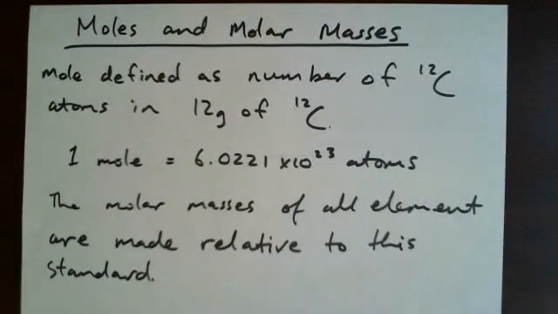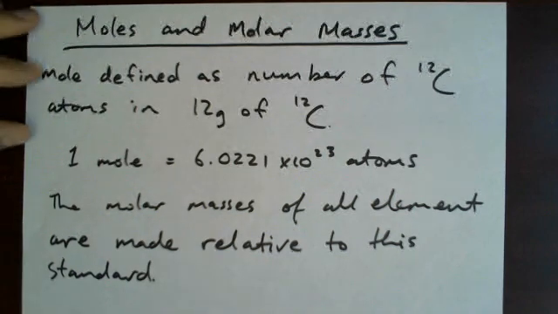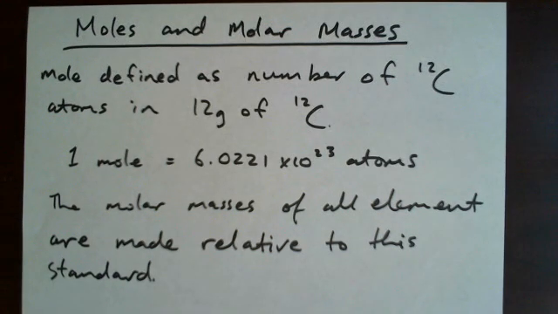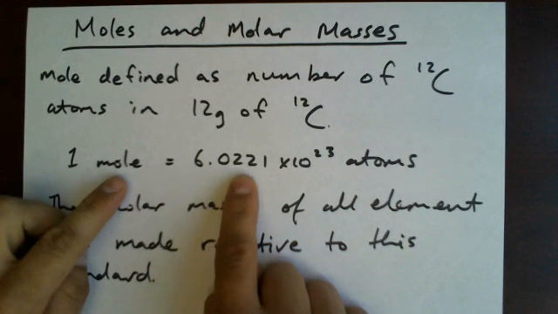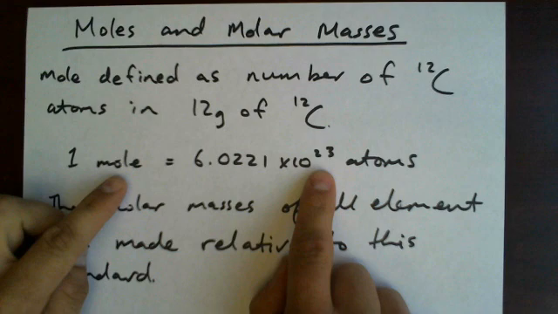By now you know that carbon has several different isotopes. We have carbon-12, carbon-13, carbon-14. In the periodic table it has an average mass of 12.01 grams per mole. But if we looked at just the carbon-12 isotope, then the mole would be defined as the number of carbon atoms that are in that 12 grams of carbon-12. And that number turns out to be 6.0221 by 10 to the 23 atoms.